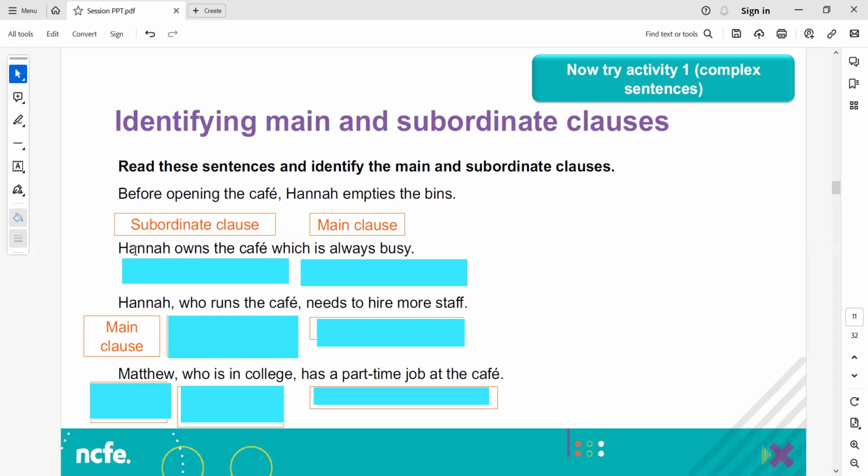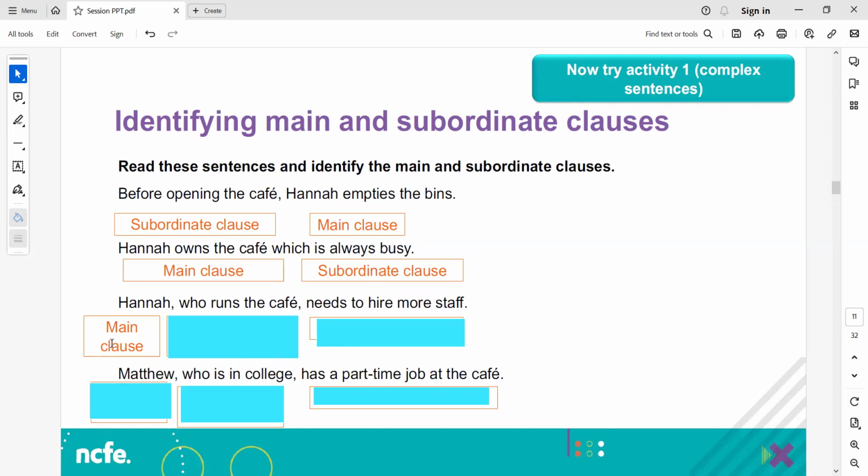Hannah owns the cafe, which is always busy. So Hannah owns the cafe. Is that the main or subordinate clause? The main clause. Good. It makes sense on its own, doesn't it? Which means which is always busy is the subordinate clause. So we've already got a clue here on this one.